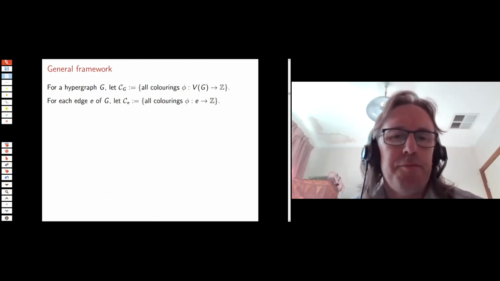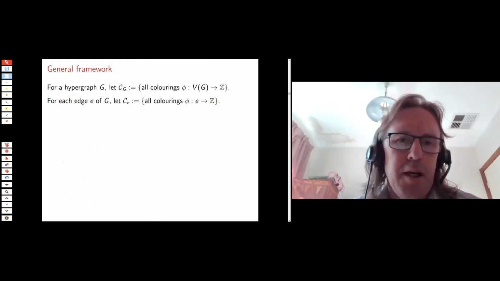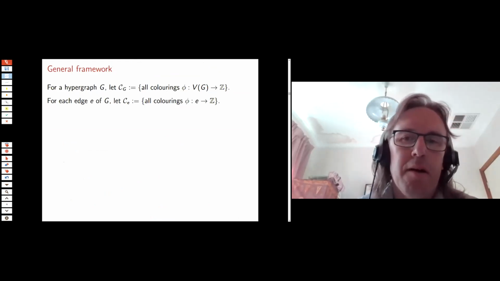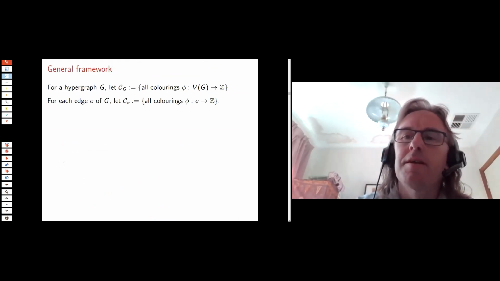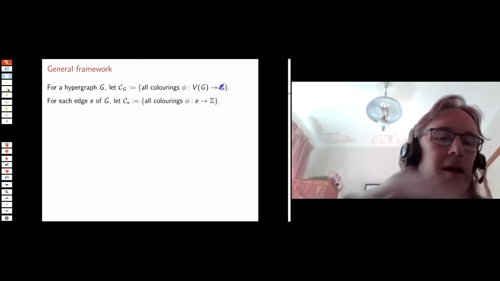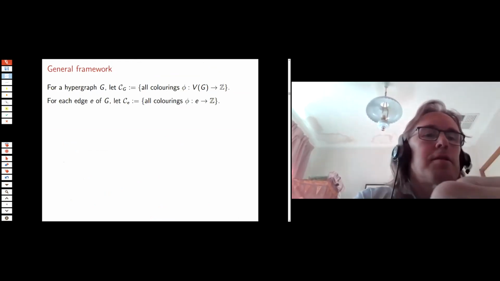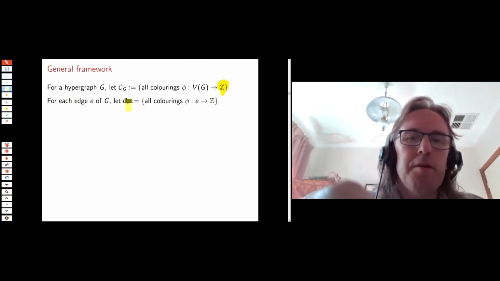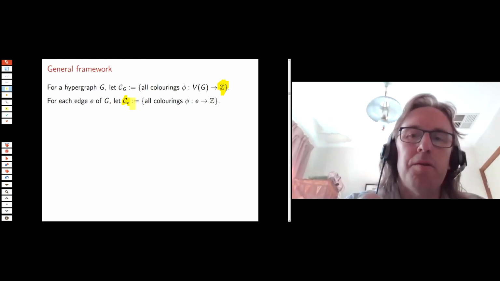This is just some elementary definitions and notation. Let script C of G be all the colorings of a hypergraph G, and for concreteness, let's just assume that my colorings are integers. That isn't an important assumption. And then I'll also use this notation, C of E, for all colorings of an edge E.